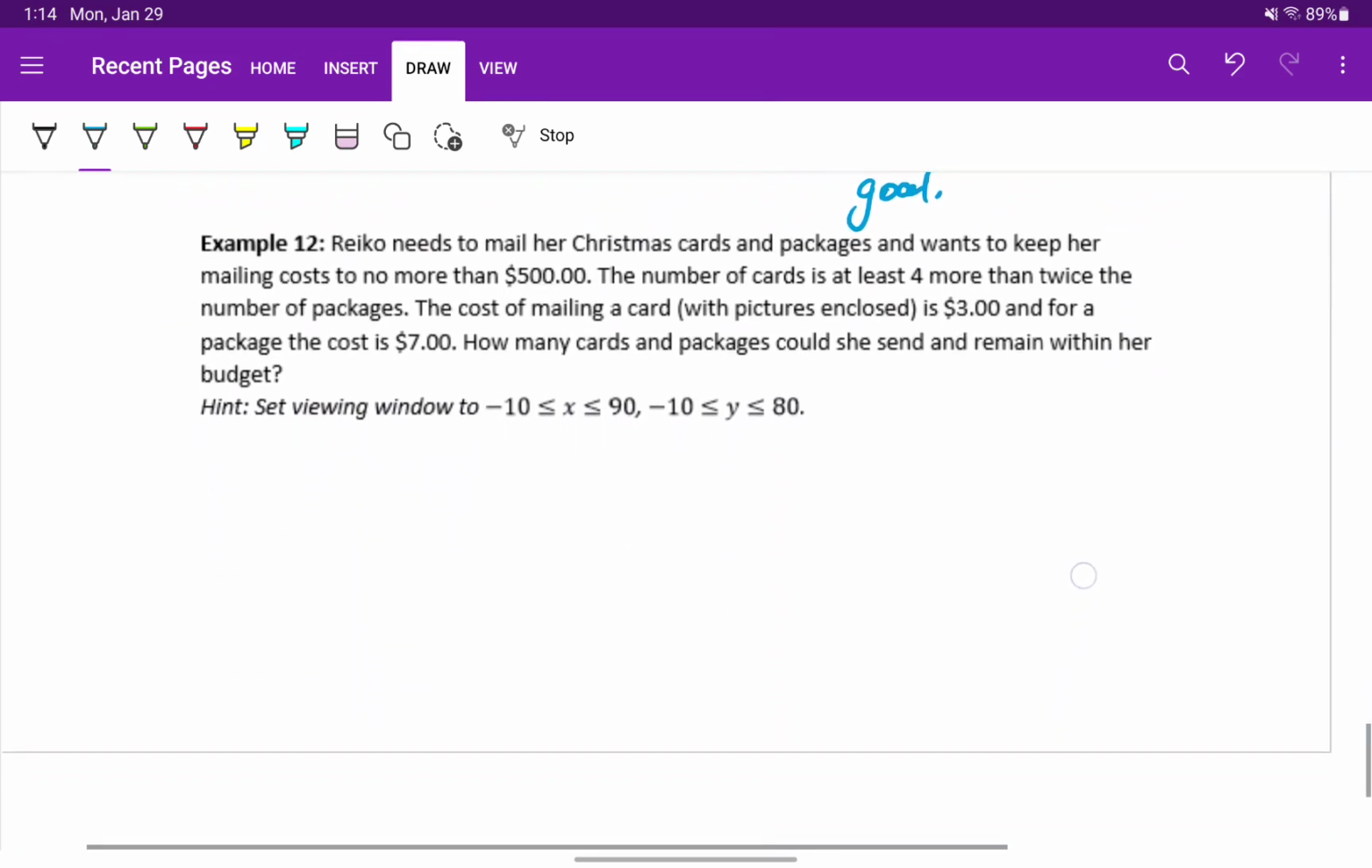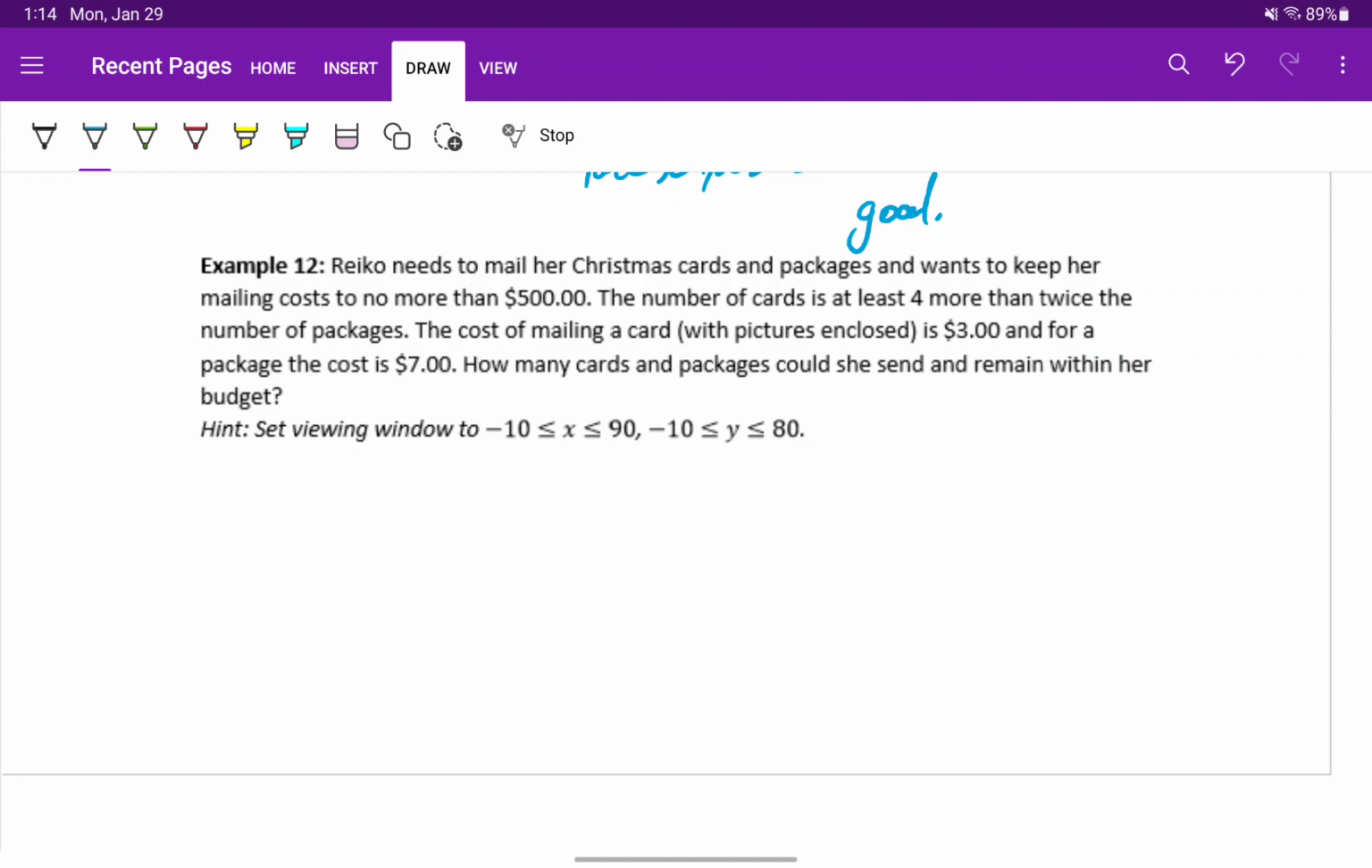In example 12, we're mailing Christmas cards and packages. We want to keep our mailing costs to no more than $500. The information that tells us about how those costs accrue is that the cost of mailing a card is $3 and the cost for mailing a package is $7. So we pay $3 times every card that's mailed plus $7 times every package. That amount has to be less than or equal to $500 to stay on budget.